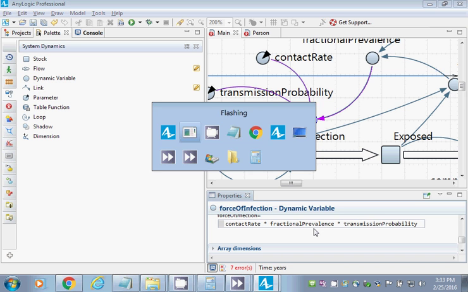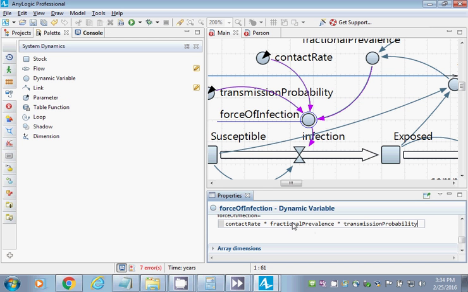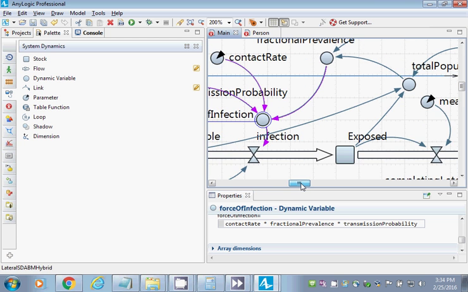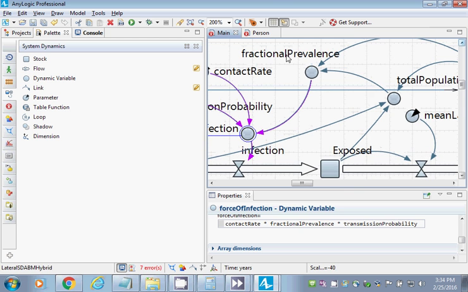For fractional prevalence, we're going to have infectives divided by total population. It's the number of infectives divided by the total population. That's what fractional prevalence is. And in case anyone missed it, force of infection is contact rate times fractional prevalence times transmission probability.